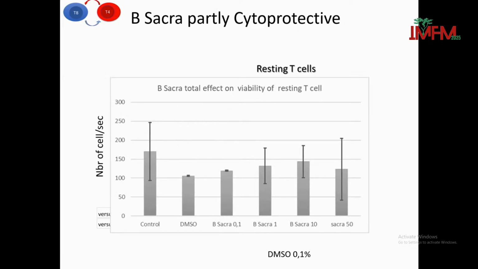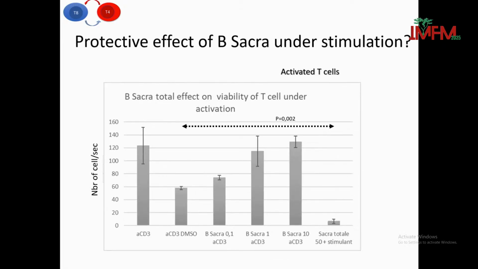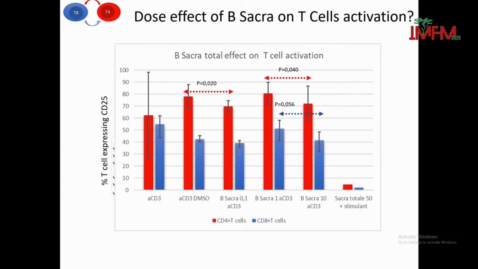And if we do the culture with cells, DMSO and Boswellia sacra at different dosage, you can see that we have some recovery from the toxicity of the cells due to DMSO. If we do it on activated cells, you can see that we have a loss of cells on activation with DMSO. If we add some Boswellia sacra, we have a good recovery of the cells, except if we have a very strong concentration of Boswellia.